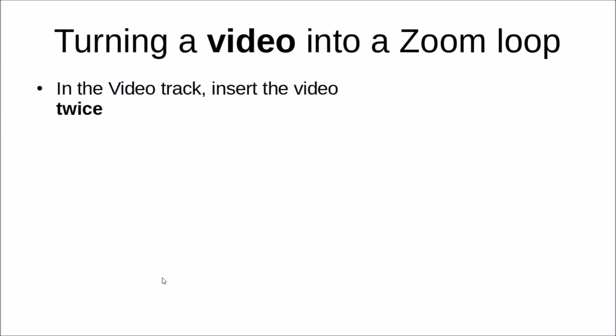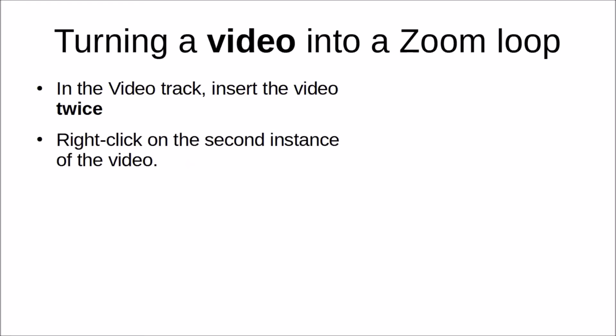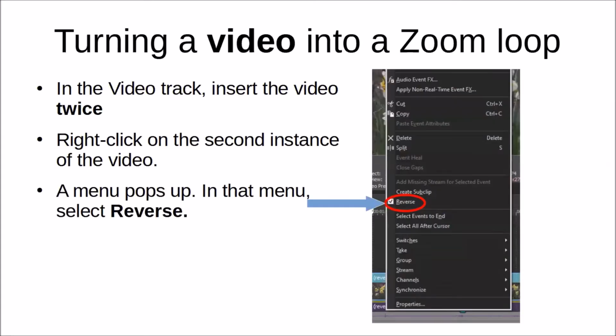And here's how we do it. I shot a video the very first time I tried this. I shot a video in the front of my yard in the springtime of some daffodils. It was a windy day, so they were blowing back and forth. What I did in the video track in Vegas Movie Studio, I inserted that video twice. And then it turns out there's a very convenient mechanism in Vegas Movie Studio to reverse that second instance of the video. So I right-clicked on the second instance of the video, and this menu pops up here.